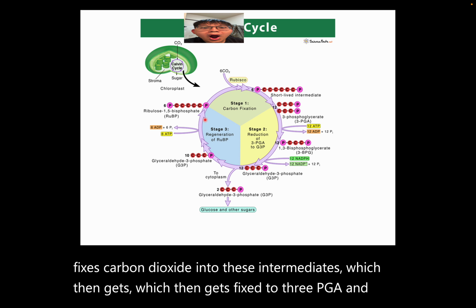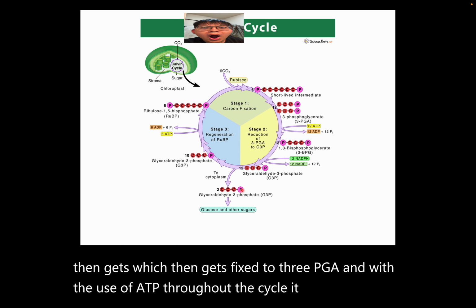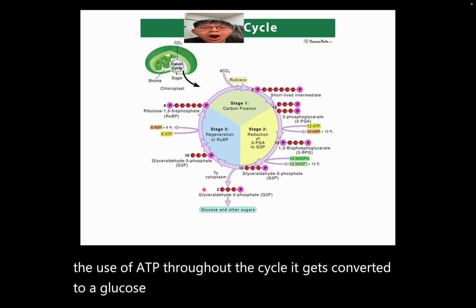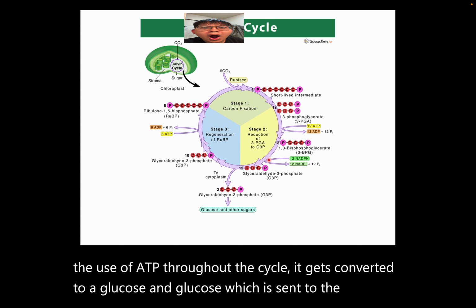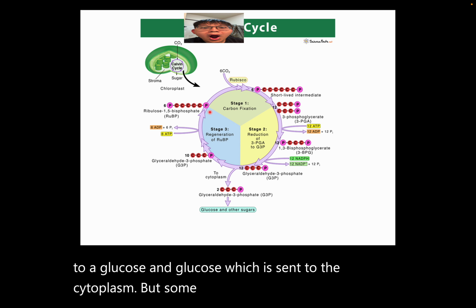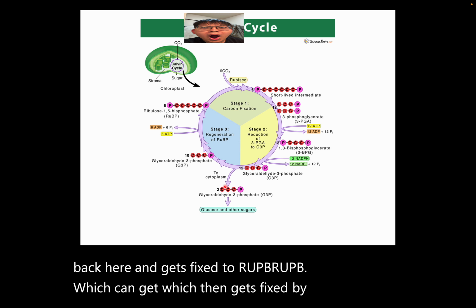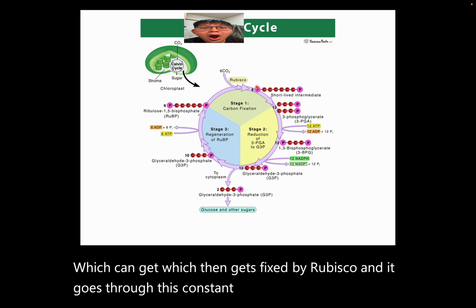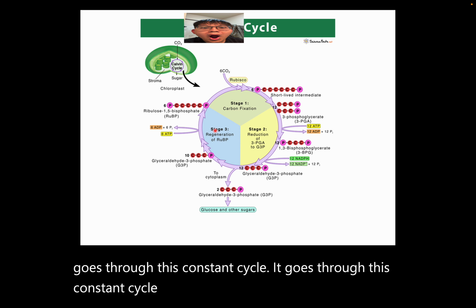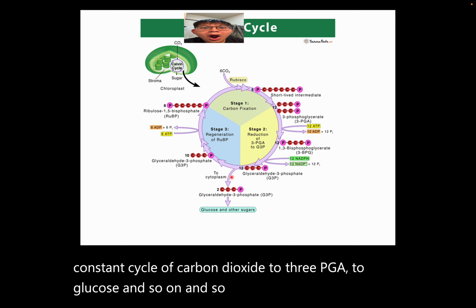And with the use of ATP throughout the cycle, it gets converted to glucose, and the glucose is sent to the cytoplasm, but some of it gets sent back here and gets fixed to RuBP, which then gets fixed by Rubisco, and it goes through this constant cycle of carbon dioxide to 3-PGA to glucose, and so on and so on, which makes nutrition for the plant.